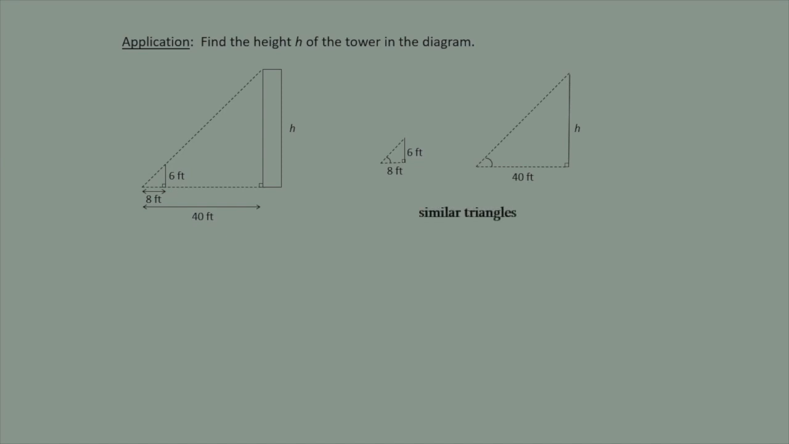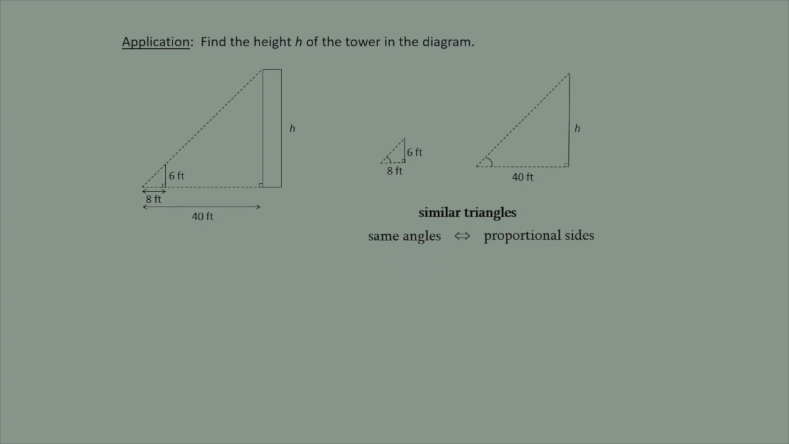Similar triangles have the same shape. They're basically scaled copies of each other. So similar triangles will have the same angles, and they will have proportional sides. Either of these conditions is enough to guarantee that two triangles are similar. So if we have two triangles with the same angles, then we know that they will have proportional sides. And if we have two triangles with proportional sides, we know they'll have the same angles.